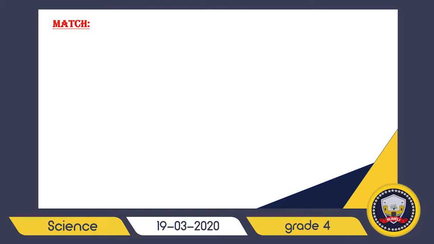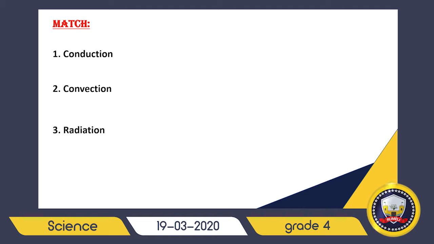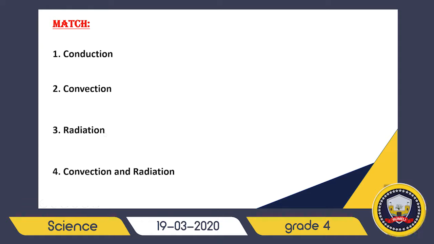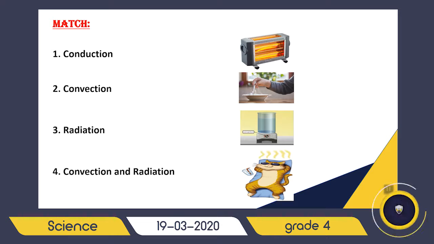Another exercise, match. Here are the three ways of transfer of heat, and there are some pictures. Let's match together which one will be transferred by these ones. And here is conduction, convection, radiation, and the fourth one, convection and radiation together. So let's see the pictures. Which of these examples is transferred by conduction, which by convection, which by radiation, and which by convection and radiation together?